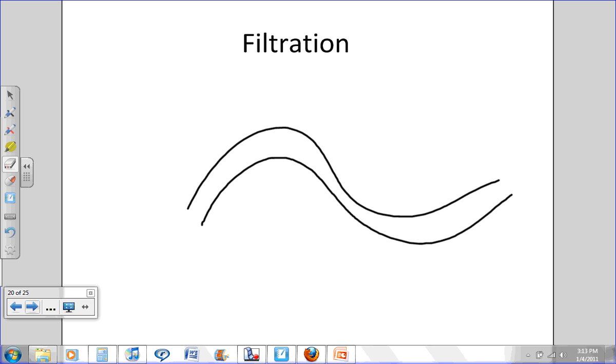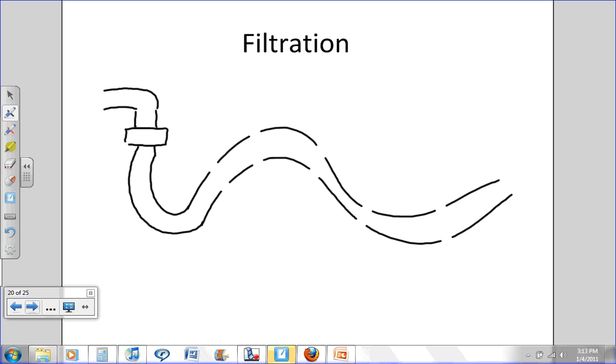Get this as small as possible. Oh, good. Perfect. Okay, so let's say this is a hose, right? Let's say this is a hose. Let's put a couple more. Whoa, that's a big one.